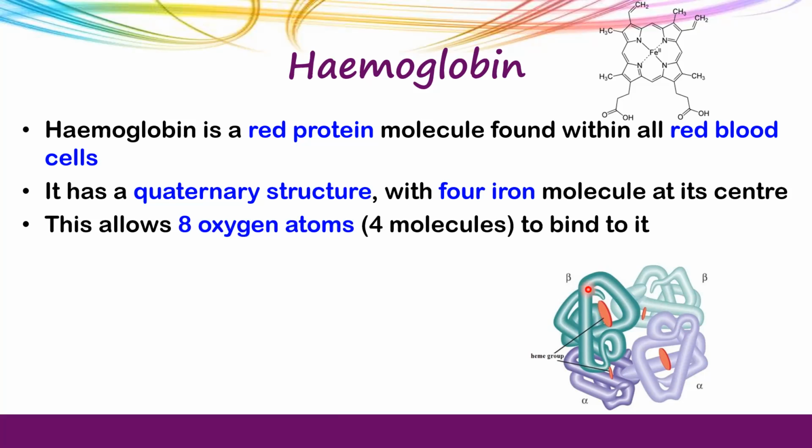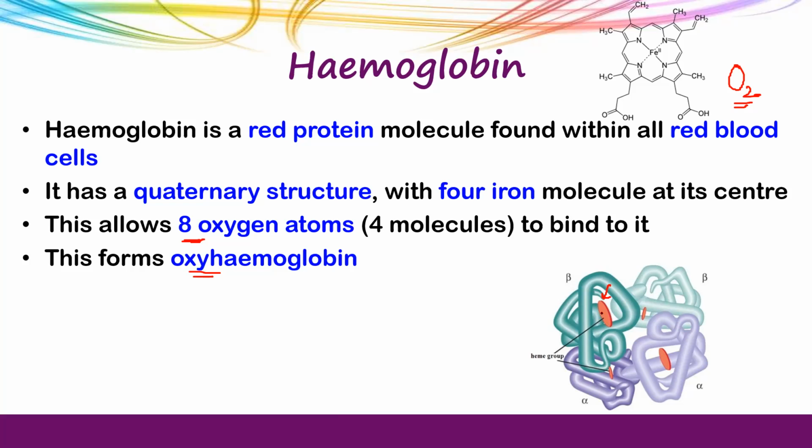What happens is that to each heme group, which contains an iron, an oxygen molecule will bind. An oxygen molecule consists of 2 oxygen atoms. So if one oxygen molecule binds with each heme group, since there are 4 heme groups, we have 8 oxygen atoms bound to one hemoglobin molecule. This is what forms oxyhemoglobin. Oxyhemoglobin is oxygen bound to one hemoglobin molecule, and this is known as oxyhemoglobin.